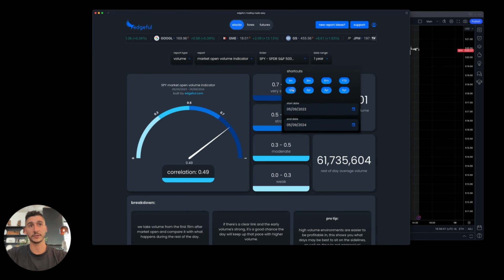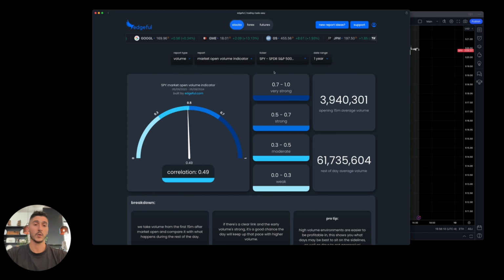So that's how you can use this report to understand immediately within the first 15 minutes what the rest of the day could provide in terms of volume. As an options trader, that is very, very important. You need to be looking at volume.